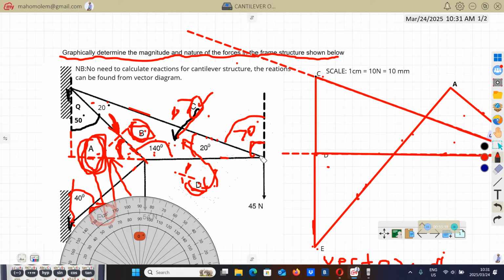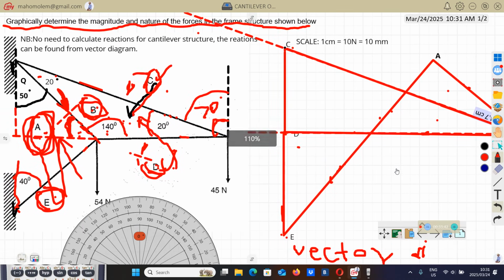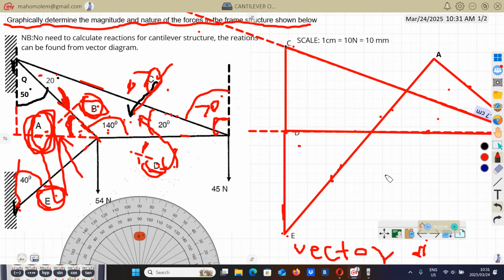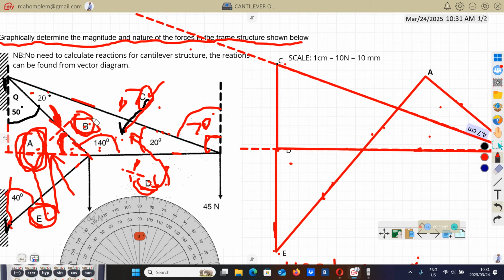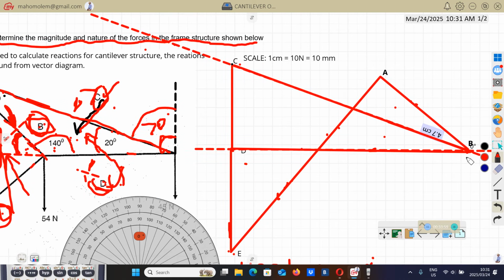To find the magnitude in the members, like if you want to know how much this member BC, this member from here to there, will carry, you measure from B to C. You have to take your ruler and measure from here to there. And after that, don't forget to multiply your answer by your scale. Let me see if I can bring the ruler.